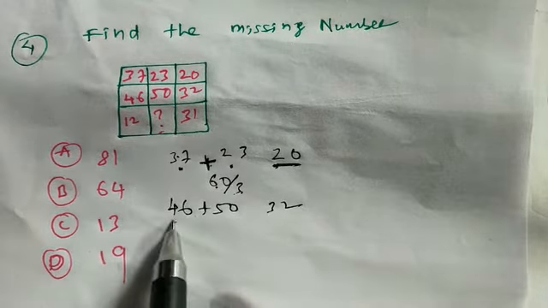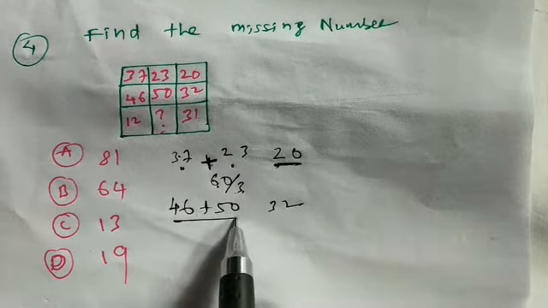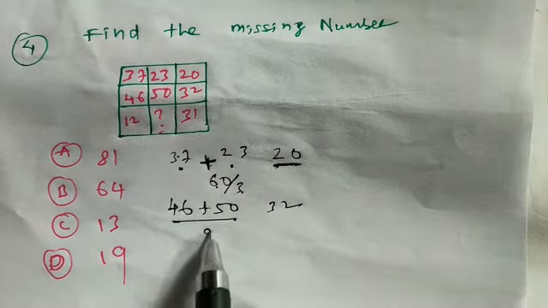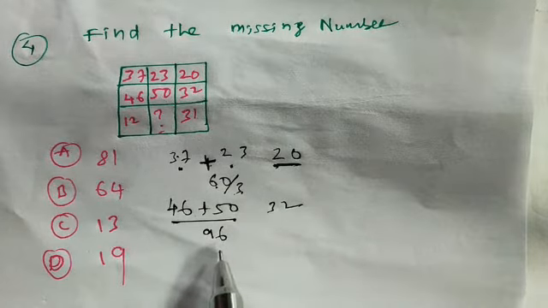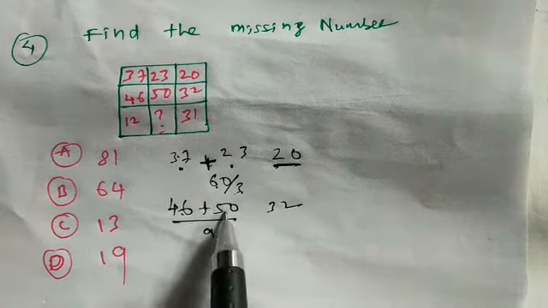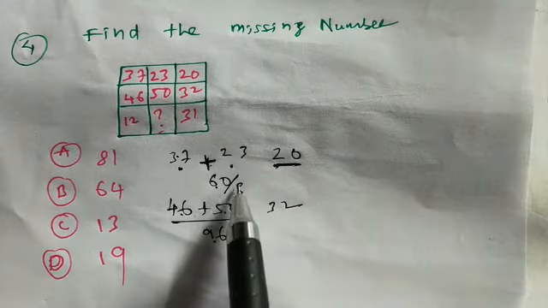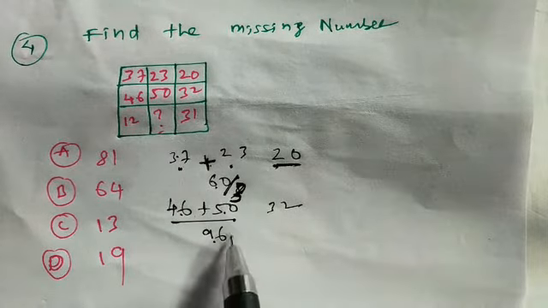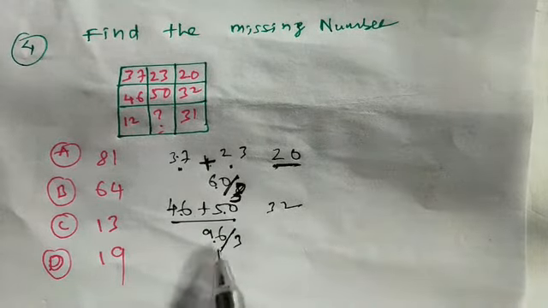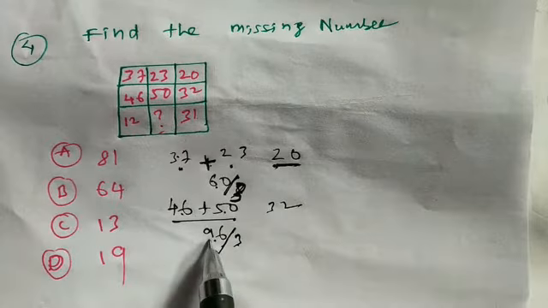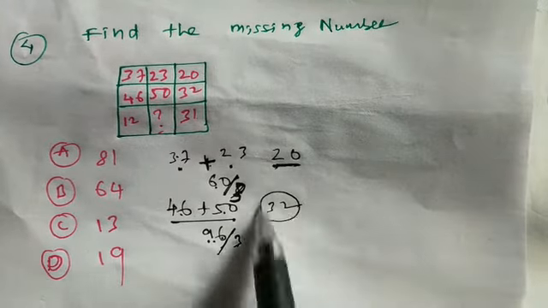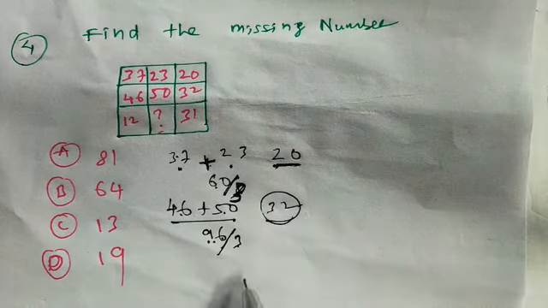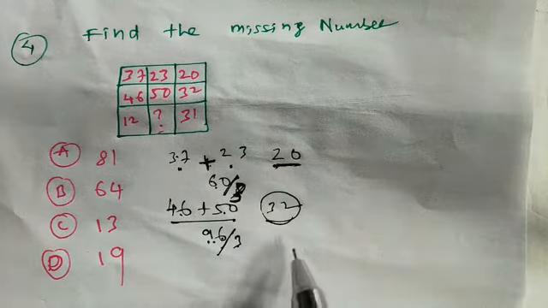46, 50 and 32. If you add 46 plus 50, how much will you get? 96. Is it or not? In the first row, we have divided by 3. In the same way, here also we have to divide by 3. 96 divided by 3 is 32. Yes, we are getting 32.